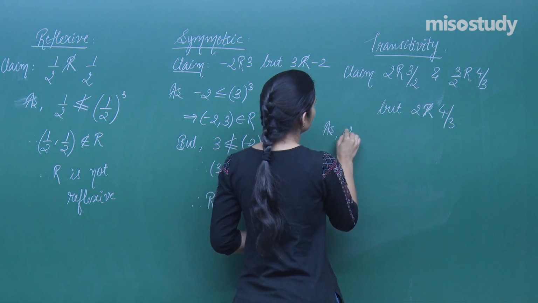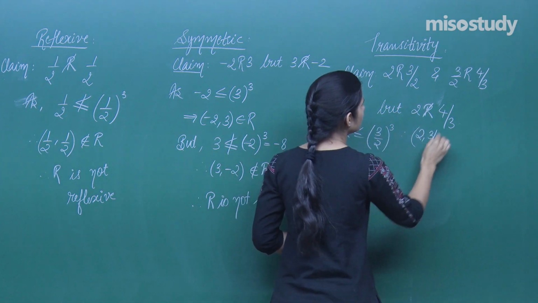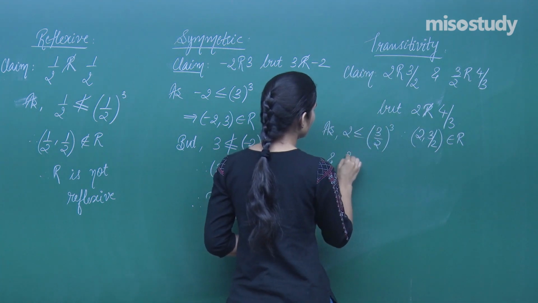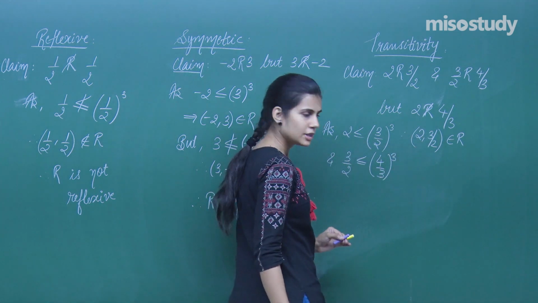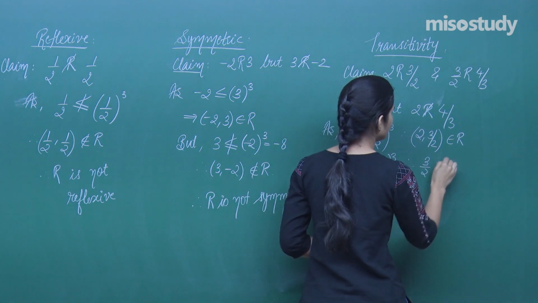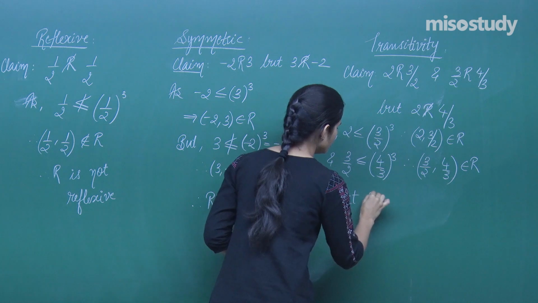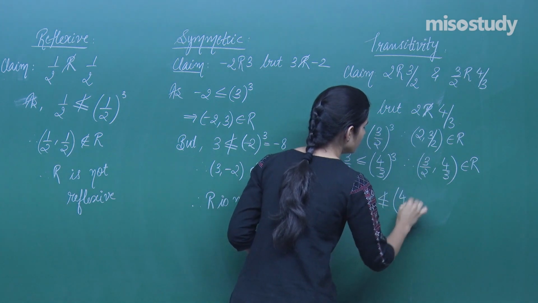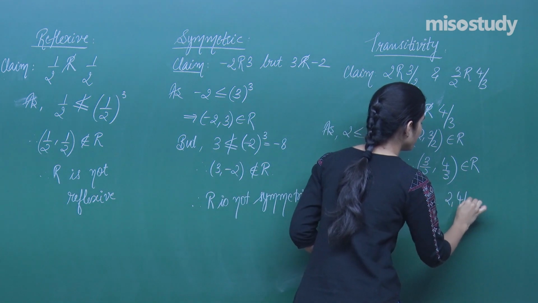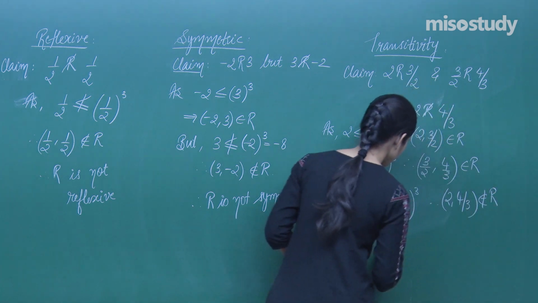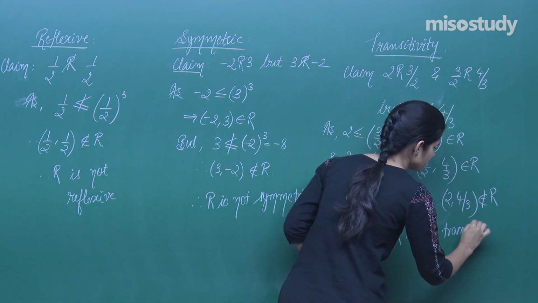You can clearly see 2 is less than or equal to (3 by 2) cube. Therefore (2, 3 by 2) belongs to R. Also 3 by 2 is less than or equal to (4 by 3) cube, right? And therefore (3 by 2, 4 by 3) also belongs to R. But 2 is not less than or equal to (4 by 3) cube. This is a very small quantity. How can 2 be less than it? And therefore (2, 4 by 3) does not belong to R, and therefore R is not transitive.